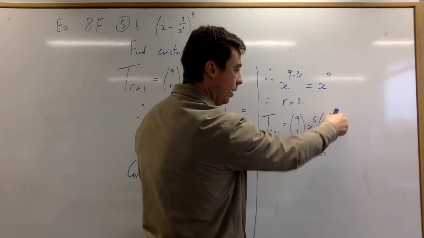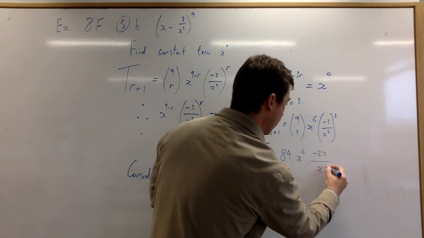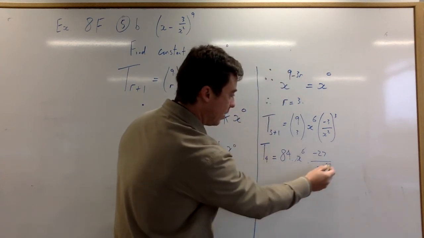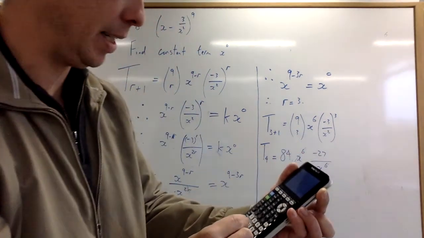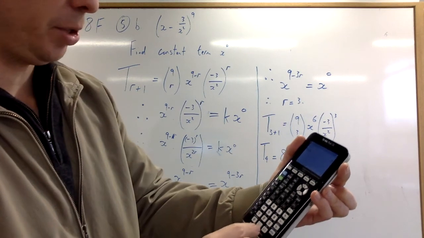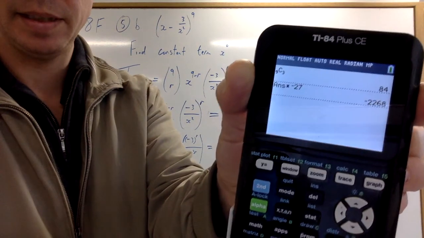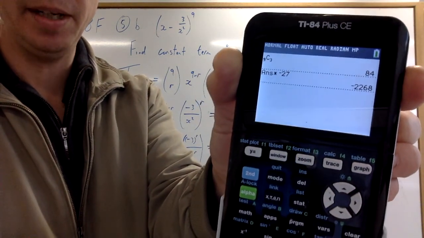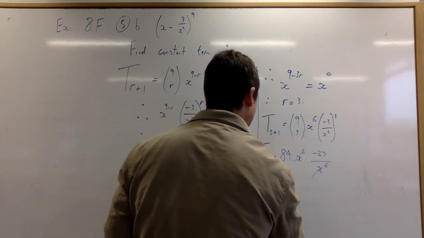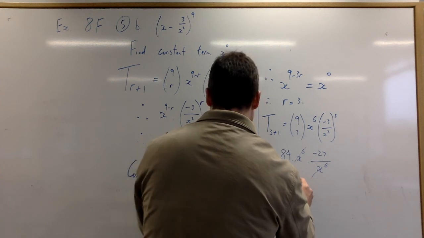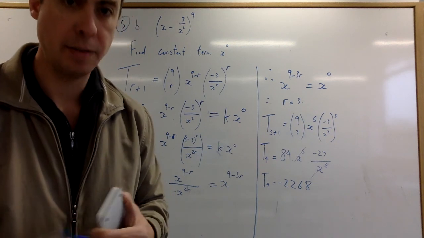And x squared cubed is x to the 6. These can be cancelled out here, and we're left with 84 times minus 27. So back to the calculator. 84 times minus 27. There it is. 2268. So therefore, term 4, the constant term, was minus 2,268. All right, thanks.